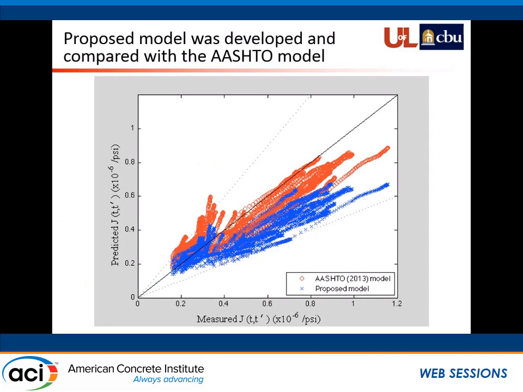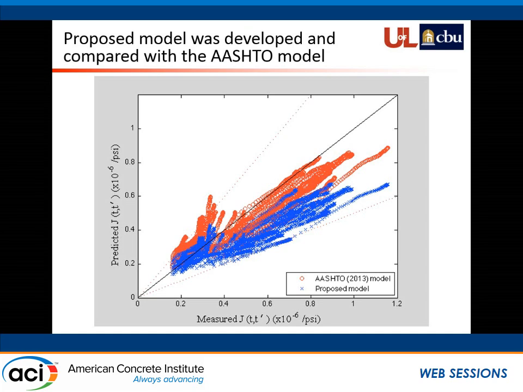And this is the result. As Dr. Kim said, this is an ongoing project, so we are planning to improve our model in the future when we have more data available. As you can see, this is the relationship between the predicted compliance function J versus the measured compliance function J. The red circles are the data points from the AASHTO model, and these blue cross dots are based on our proposed model.